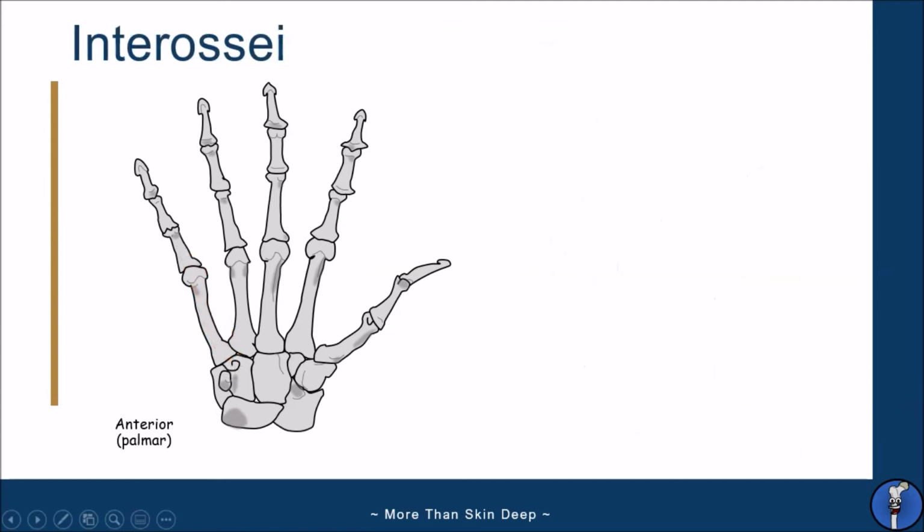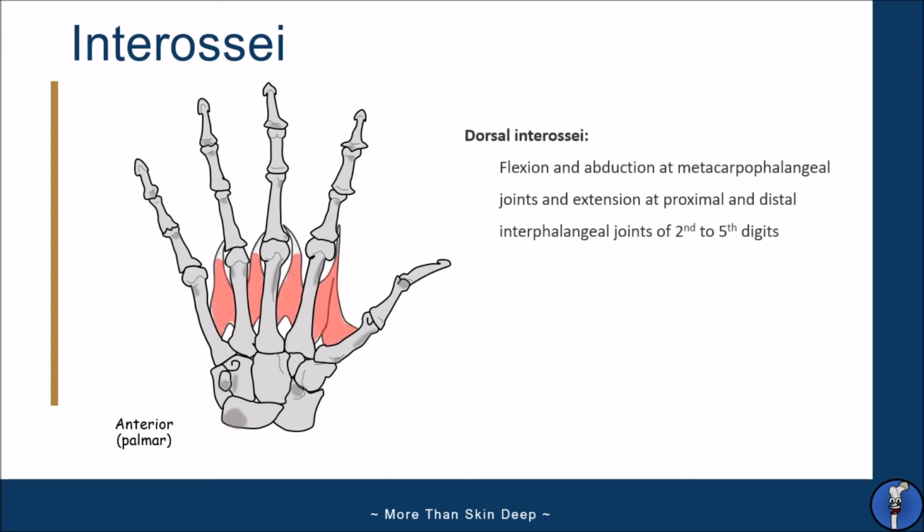Now we'll take a look at the Interossei. These get their name as they exist between the bones of the hand, and they come in 2 sets, the palmar and dorsal, and perform several intricate complex movements of the fingers.